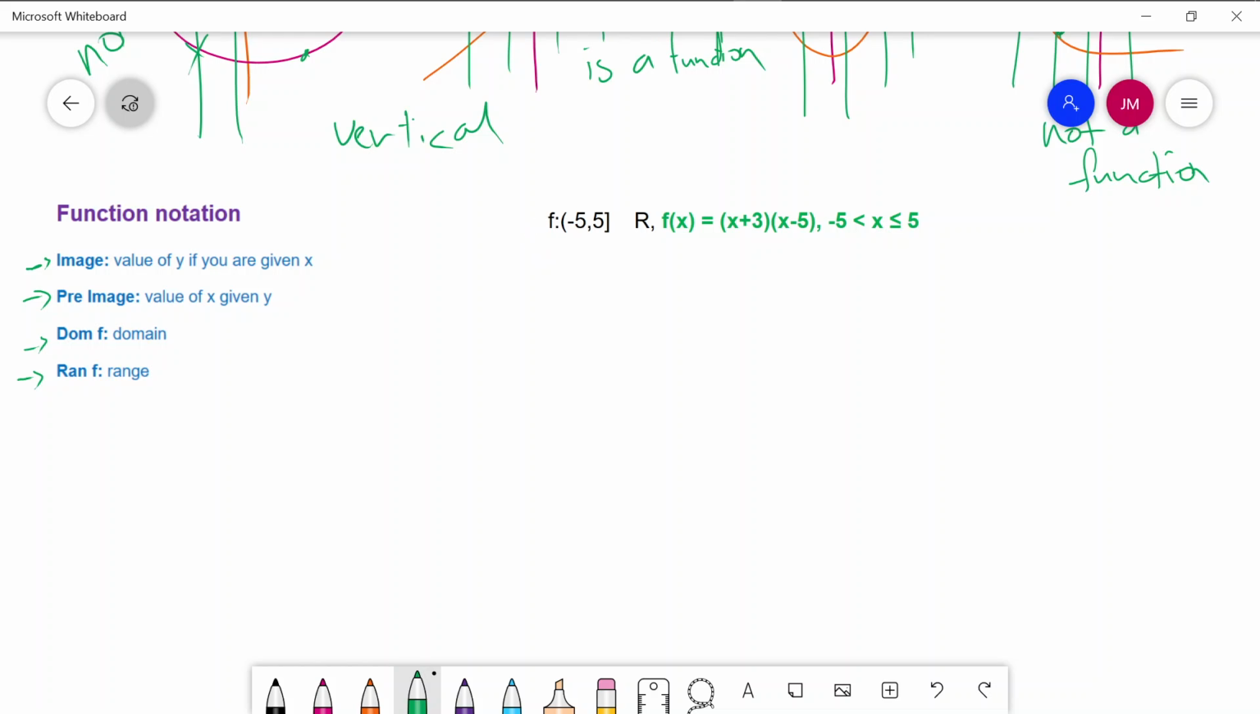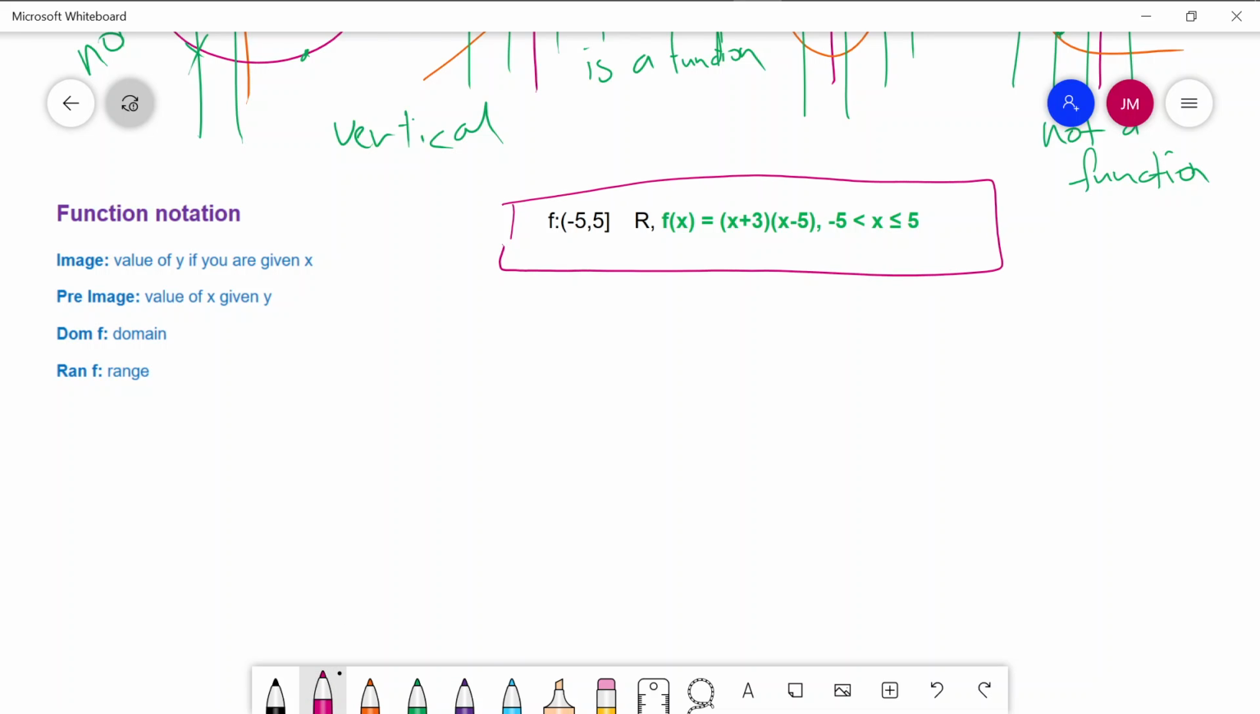You can use any lowercase symbols. You could call a function g of x, you can have h of x, and so then we'd just say the DOM g, RAN g. It's just a shortcut or shorthand way of saying the domain and range. So most commonly you'll see in textbooks and tests and exams, they'll use lowercase f for function, but it doesn't have to be that. It can be any lowercase letter. And often you'll be sketching more than one function on the same set of axes, so you'll have a range of different letters. Let's look at one example.